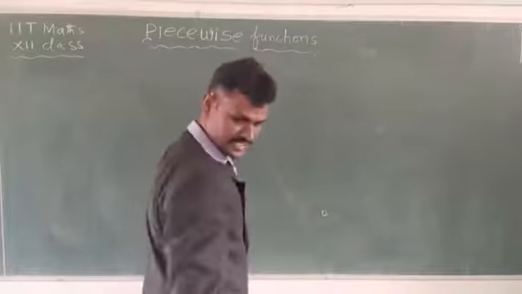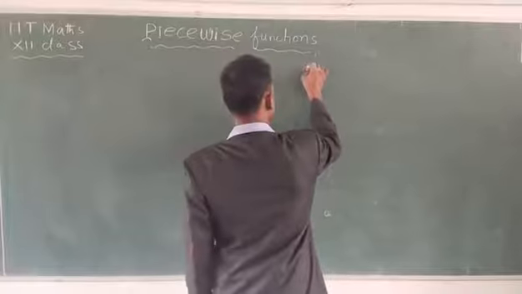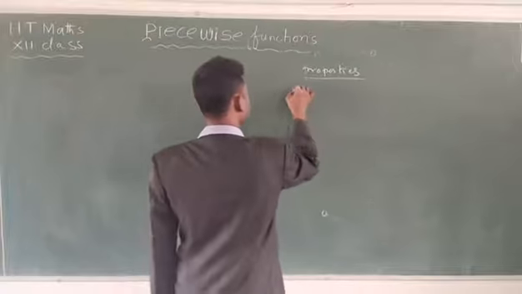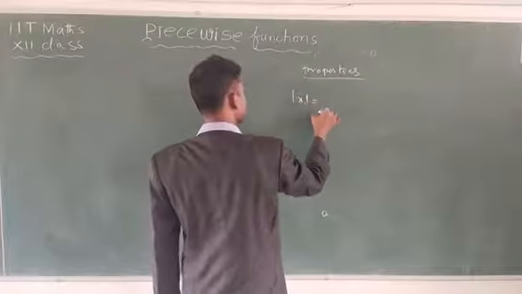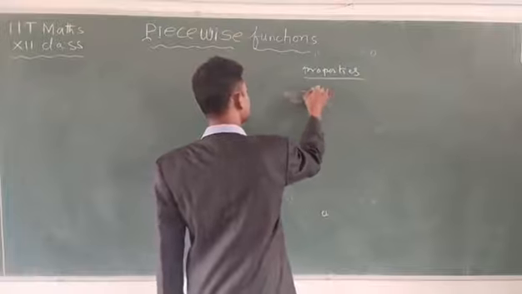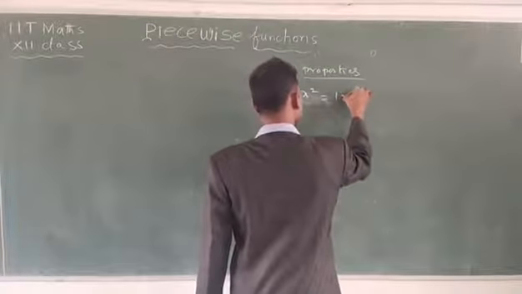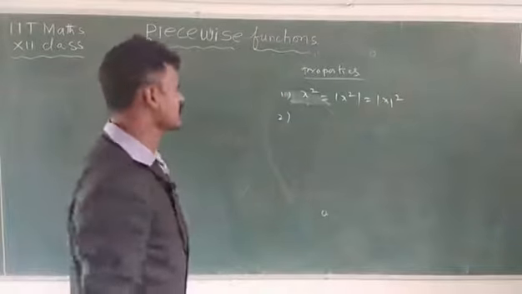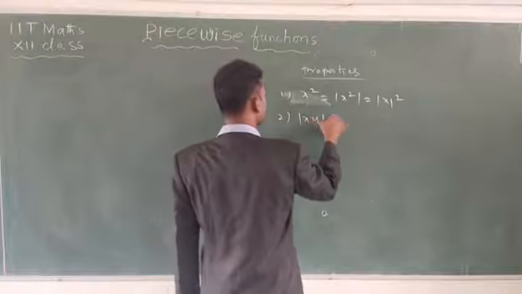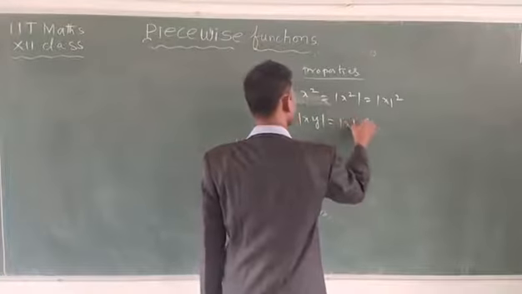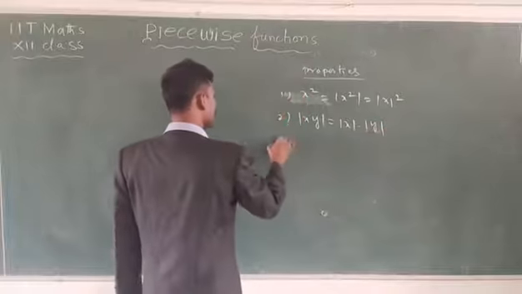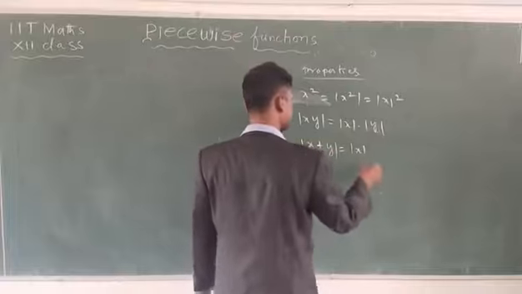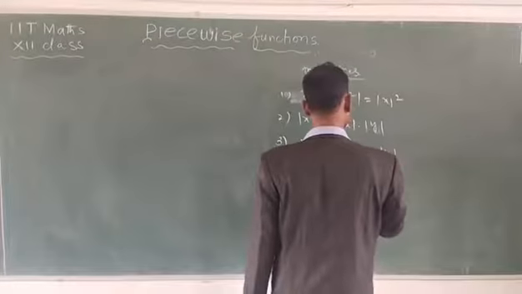Next one is properties. Modulus of x square is written as modulus of x whole square. Now second one is modulus of the product of two numbers: modulus of x into modulus of y. Now third one is modulus of x plus or minus y.